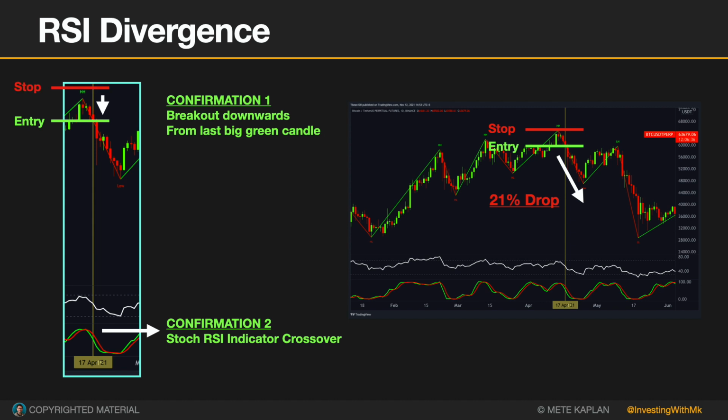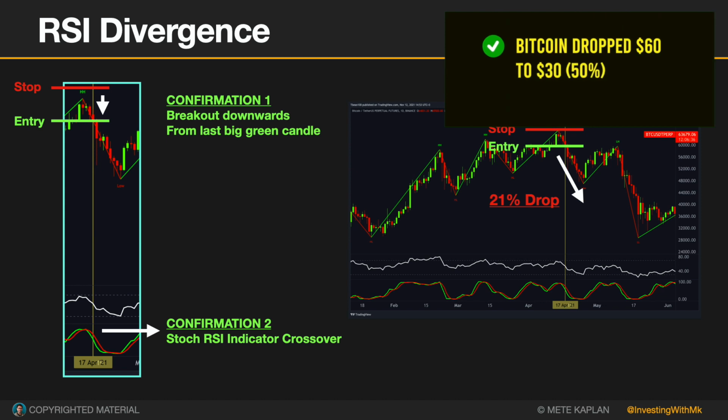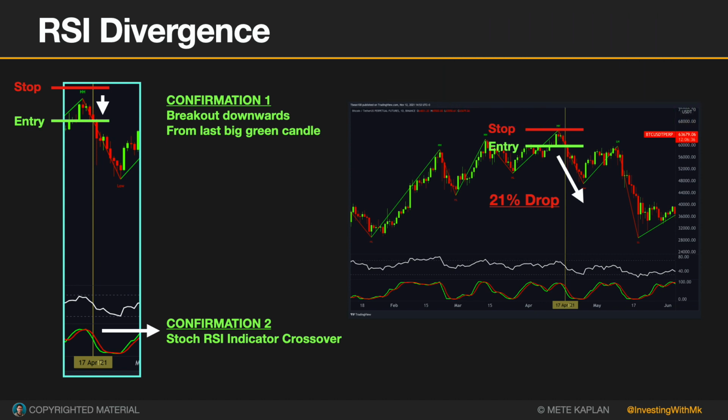As you can see, this ignited a downtrend on Bitcoin and total market structure change. First, Bitcoin dropped by 21% and then continued to go down. Since then, actually, Bitcoin dropped from 60k to 30k after our strategy. A crazy 50% drop.